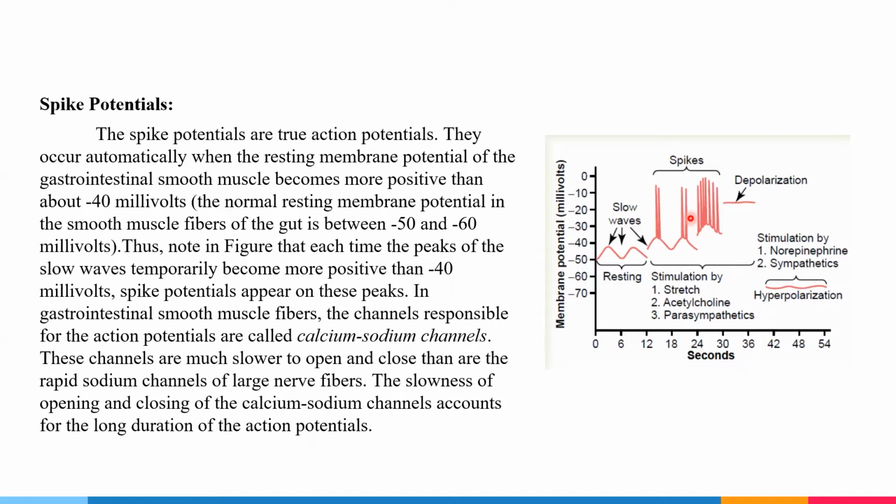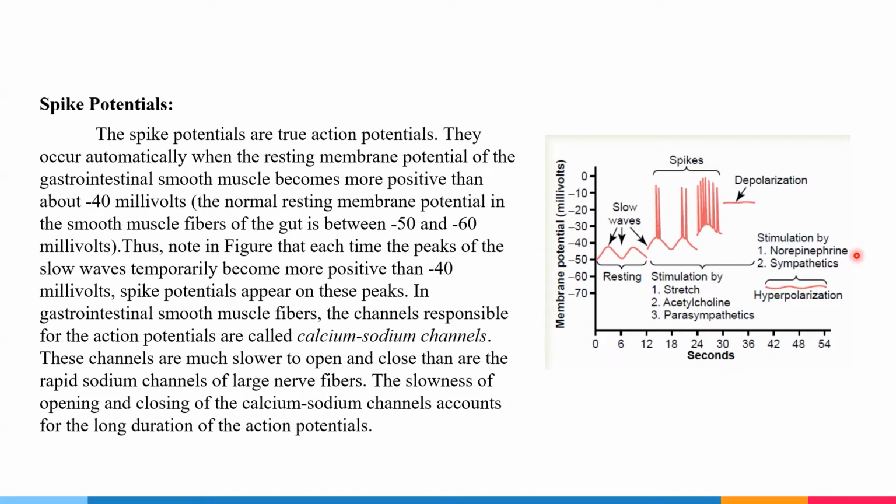We know that the parasympathetic nervous system, when activated, stimulates the body in order to activate the rest and digest action, and thus the parasympathetics essentially help in digestion, and we see a huge rise in spikes when the gastrointestinal muscle wall is stimulated using parasympathetics. Next, we have stimulation by norepinephrine and sympathetics.